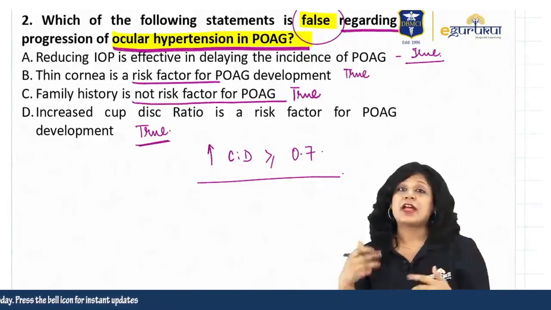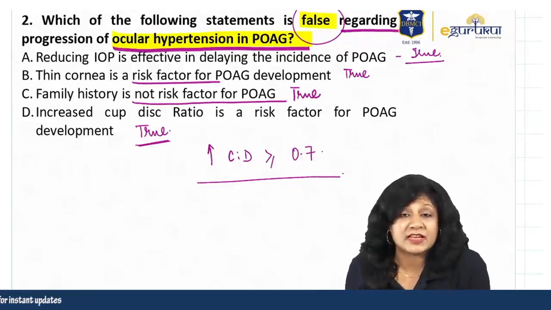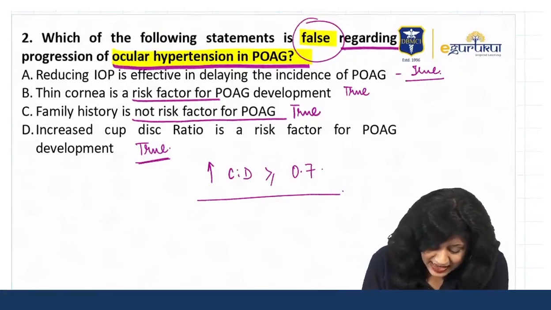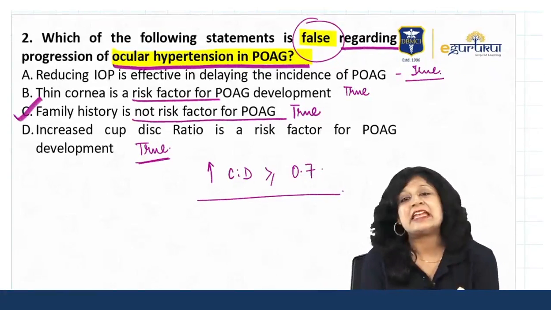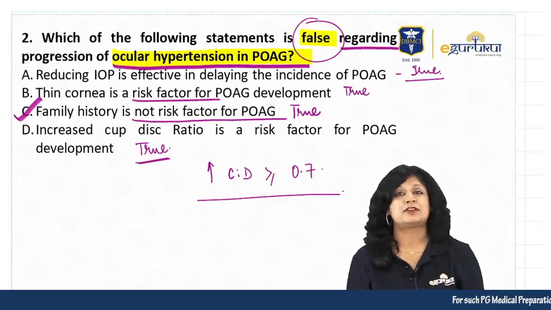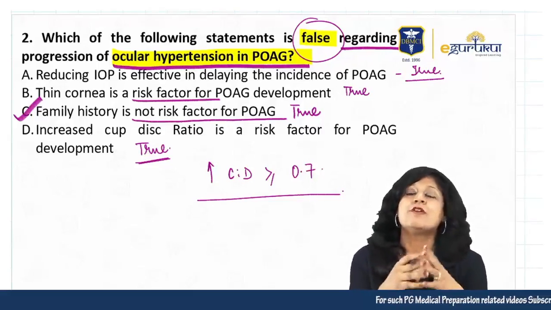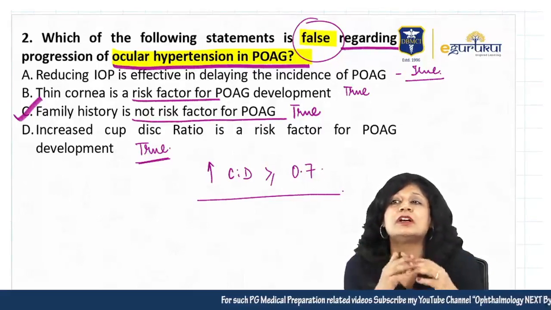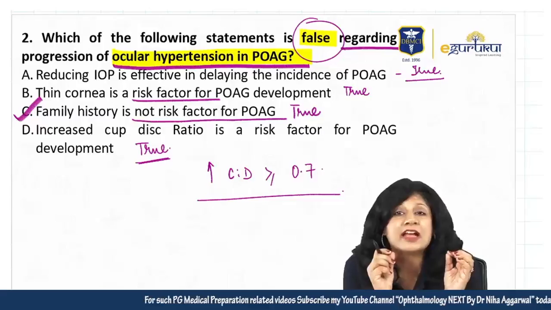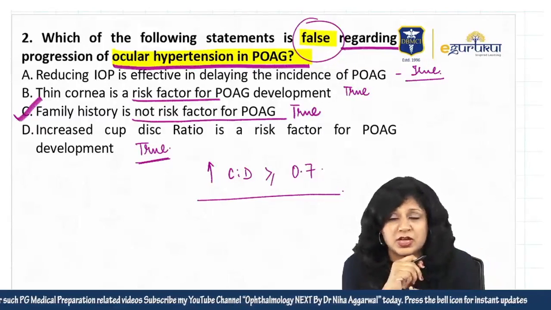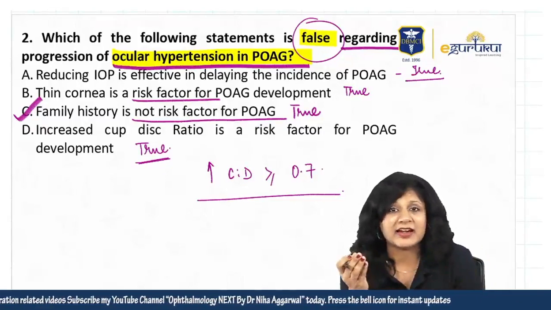So if I have to choose only the false statement, then in that respect I will say that C is the option, because they are saying that family history is not a risk factor for POAG. So definitely family history is a risk factor for POAG, but it is not a high risk factor for the conversion from the ocular hypertension to POAG. So it is the most fitted answer out of all.